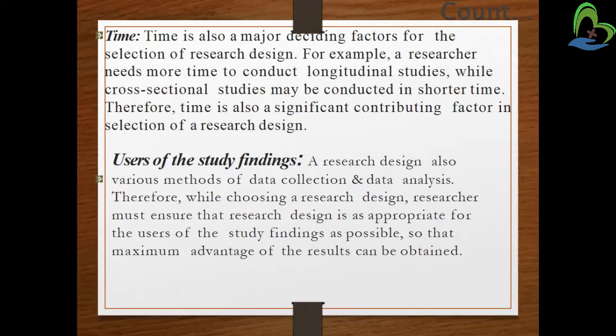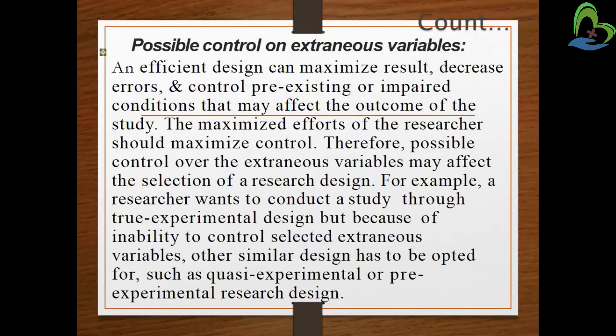Users of the study findings, the research design, and various methods of data collection and analysis. While choosing the research design, we should ensure that it is appropriate for the user, and that the study findings are possible on that or not, so that the maximum advantage and result can be obtained. Possible control on the extraneous variable: whenever we are practicing something, we get lots of obstacles outside also. So we should have possible control on that. An efficient design can maximize the result and decrease the errors.